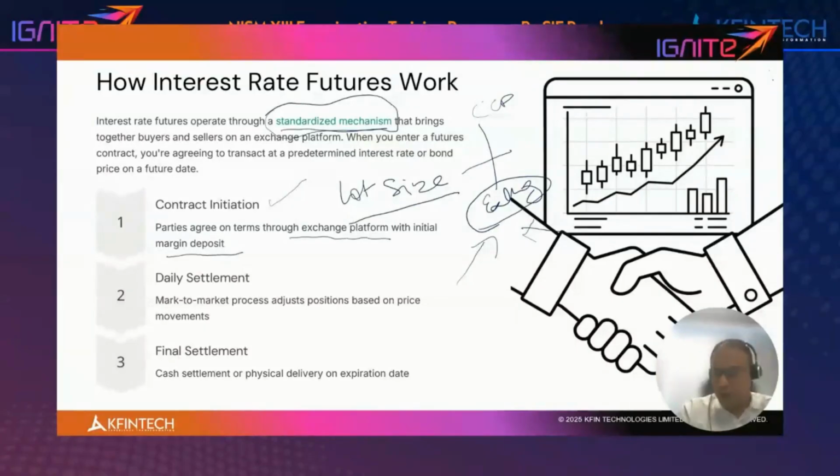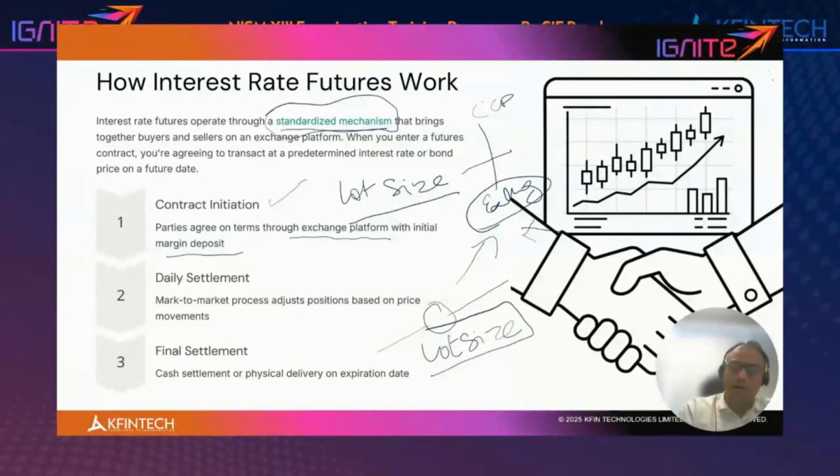Why is this initial margin deposit required? It is similar to equity and futures. Remember over here in equity and in futures and options, either of bond or of equity, you are actually buying lot size. You are actually buying the lot size. You are not buying one bond. You are buying a lot of bonds for a very small amount of exposure.